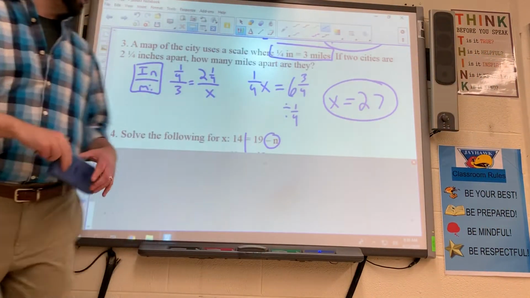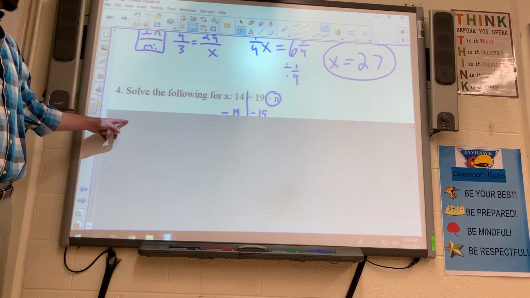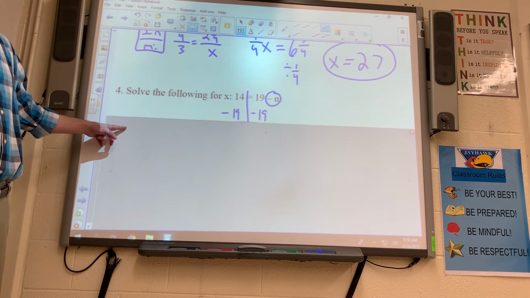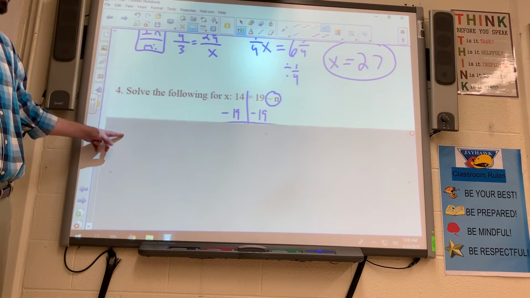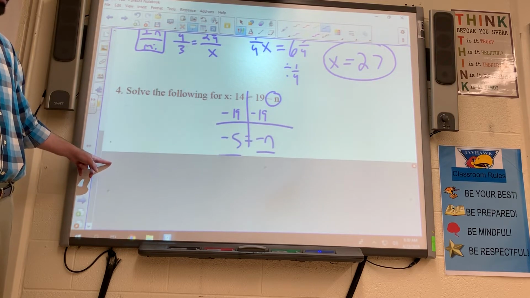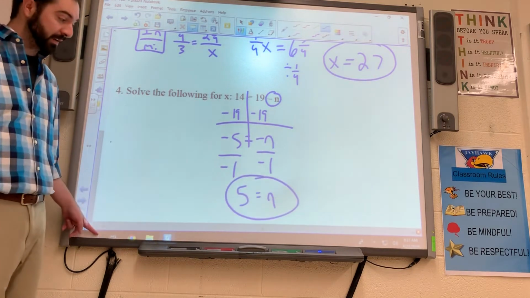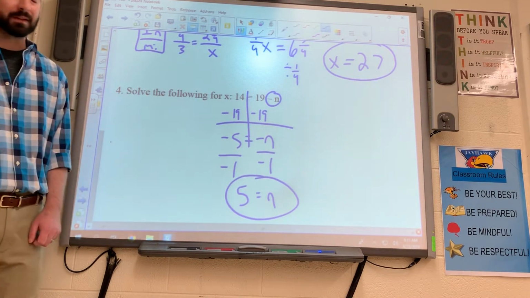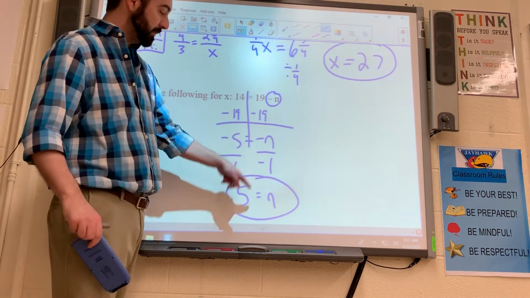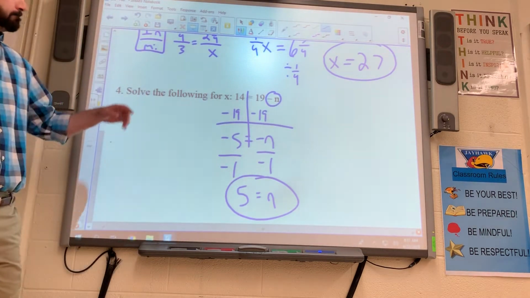Number 4, solve for the variable. 14 is the same as 19 minus n. I need to get rid of that positive 19 by subtracting 19. I'd find out negative n is the same as negative 5, but again, I need a positive variable, so I need to isolate by dividing by negative 1 and find out that 5 is really n. And that makes sense. 19 minus 5 does give me 14.